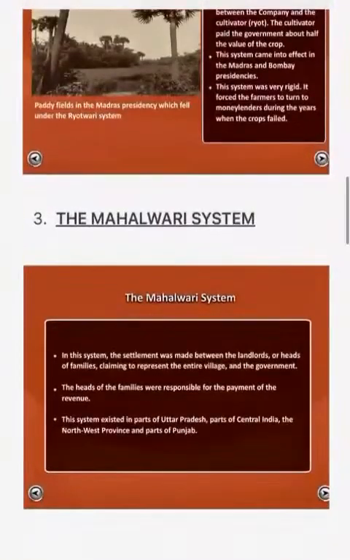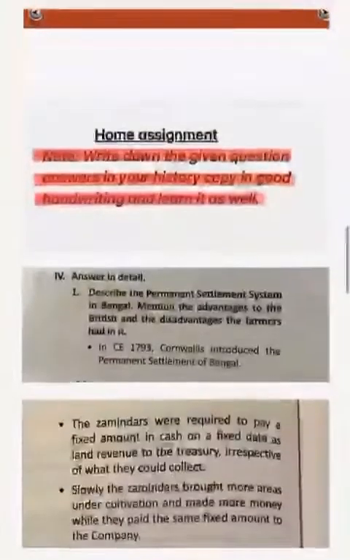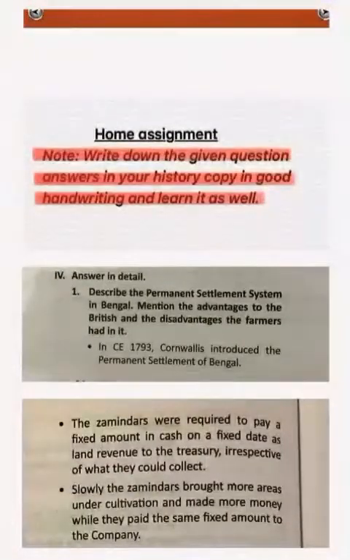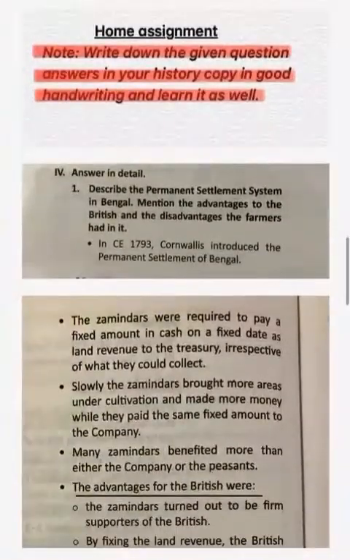So we'll stop here, at the Mahalwari system, and the home assignment is to write down the given question answers in a history copy in good handwriting, and students, you need to learn it as well. So the question is exercise number 4, question number 1. Describe the permanent settlement system in Bengal. Mention the advantages to the British and the disadvantages the farmers had in it.